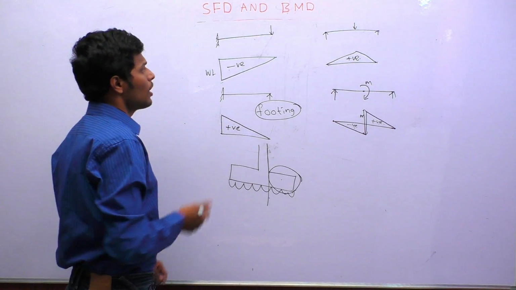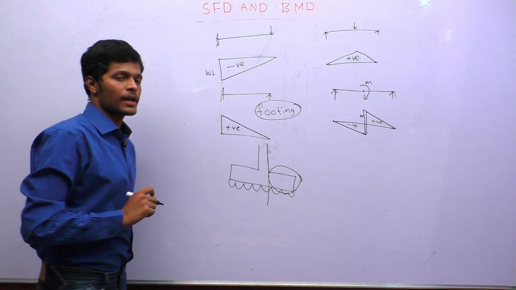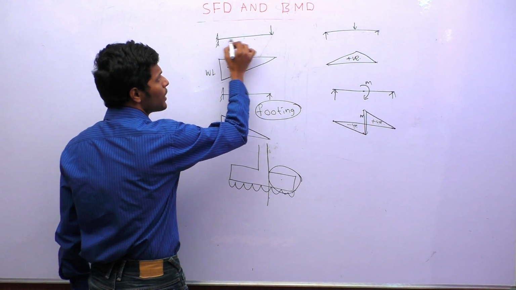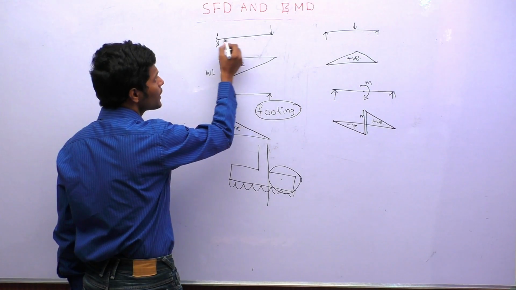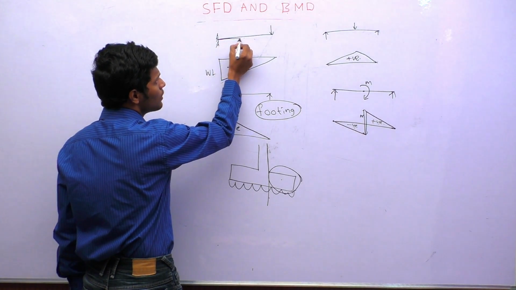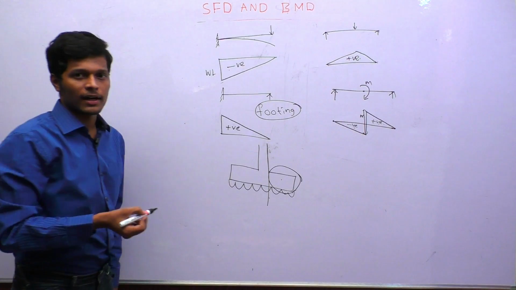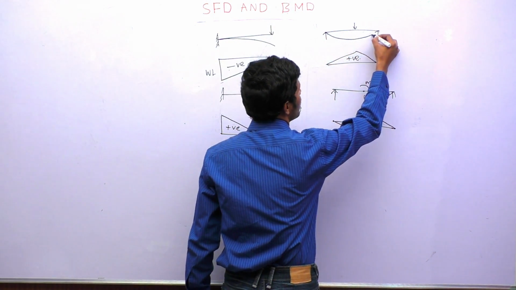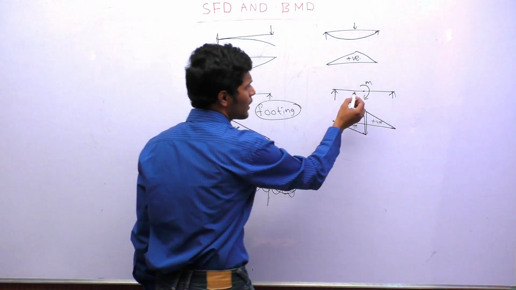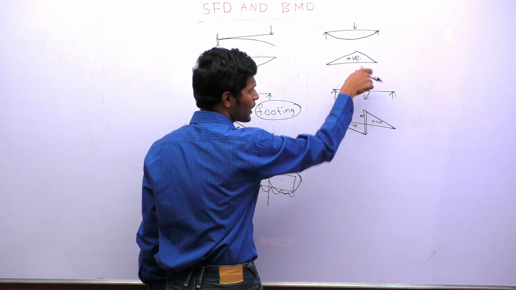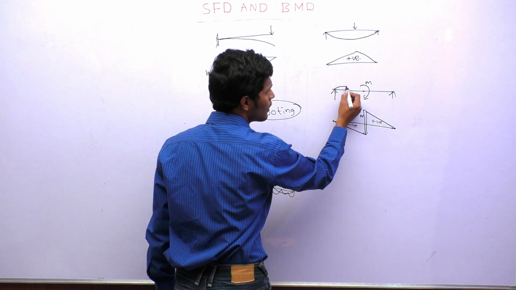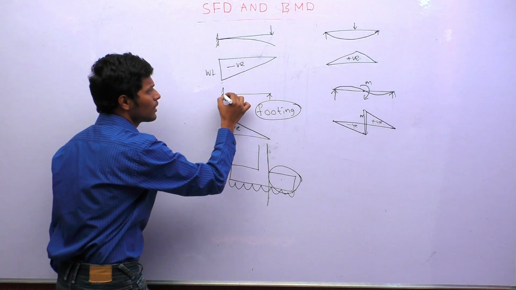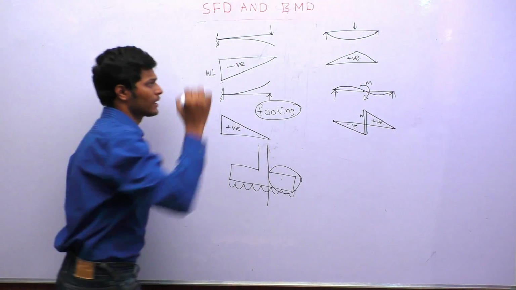Okay. Now, how to identify whether it is a hogging or sagging curve? First, try to find how the beam is going to deflect. So when you apply the load like this, the beam will deflect like this. This beam will deflect like this. And this beam, you can see this is rotating like this, which means that it will deflect like this, and here it will deflect like this.